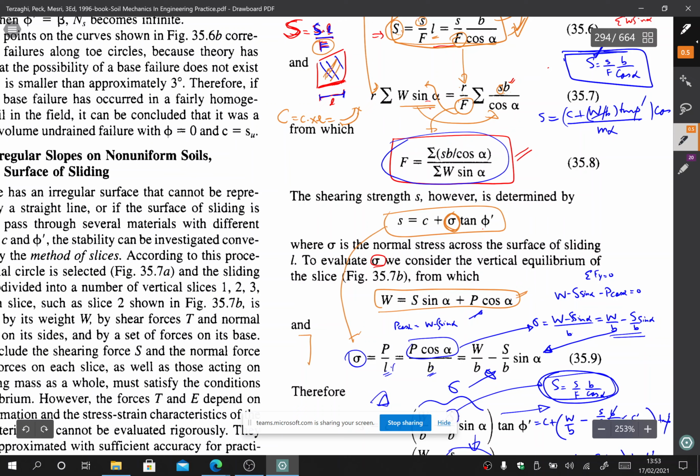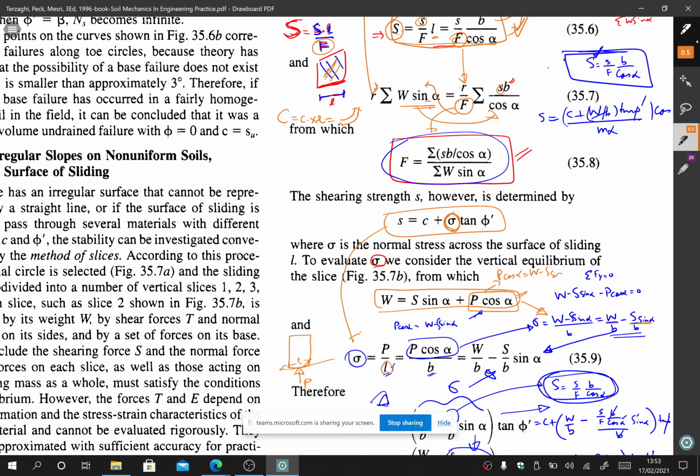P, if you remember, is the reaction force that is acting normal to the failure plane, and L is the inclined length. So simply normal stress will be equal to the normal force over L. So replacing L with B over cos alpha, it will be P cos alpha over B, and from here we can derive that P cos of alpha is equal to W minus S sine of alpha. So put that value here in this equation, just like this one indicated in blue, and then separate the B under both numerators. So normal stress is equal to W over B minus S sine alpha over B. Now we have found out the value of normal stress.